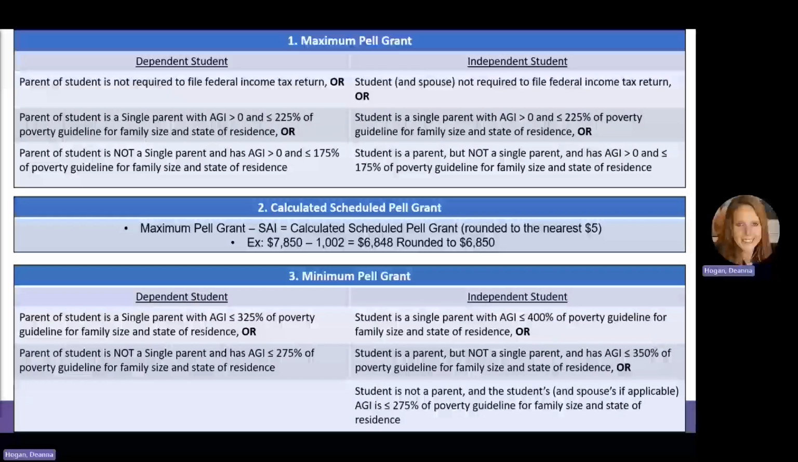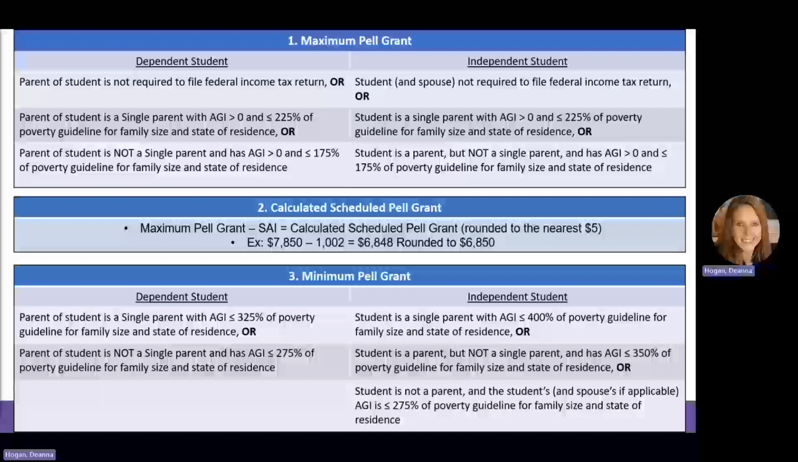For 2024-2025, a student will be evaluated under 3 different criteria to determine if they can be awarded the Pell Grant. First, they will be evaluated under the maximum Pell Grant section. I will not read all of these to you, but you can see the chart is broken up by whether the student is a dependent student or an independent student, and then the criteria that they or their parent could meet to be eligible for maximum Pell.